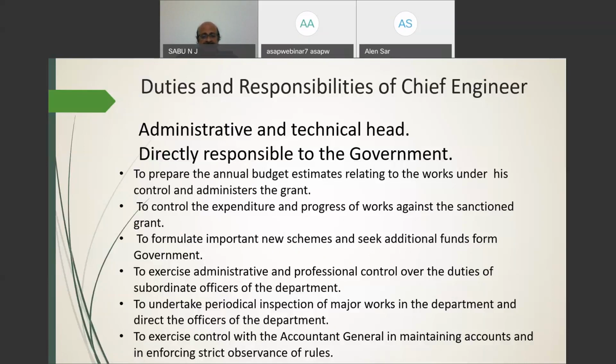And the periodical inspection, as a part of quality maintenance or as a function entrusted to the chief engineer, must be conducted. He must exercise control together with the accountant general, because while spending a large amount of money on a large project there may be some complications and problems, and easy cash flow is needed for carrying out the work in accordance with the plan and the schedule.